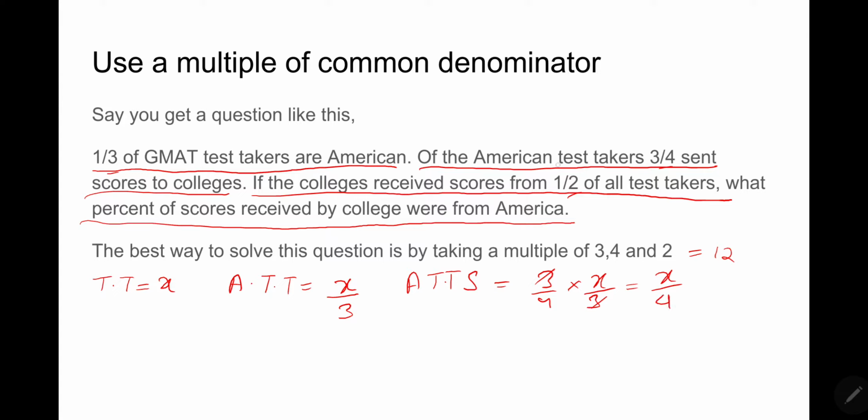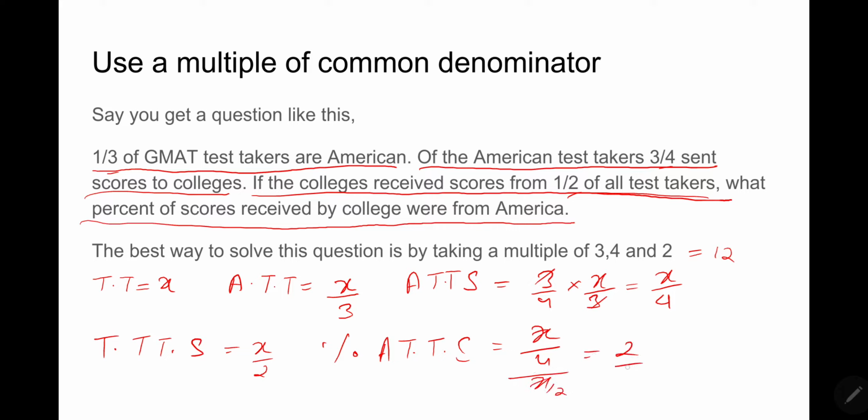Now colleges received scores from half of all the test takers, therefore total test takers sending score would be x by 2. The percentage of American test takers sending score will be x by 4 divided by x by 2. X cancels, we get 2 by 4, which is half or 50%. Now this was still quite manageable, but let's take a look at doing this much easier.